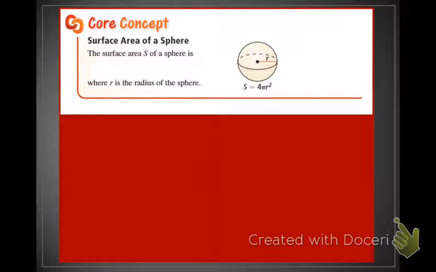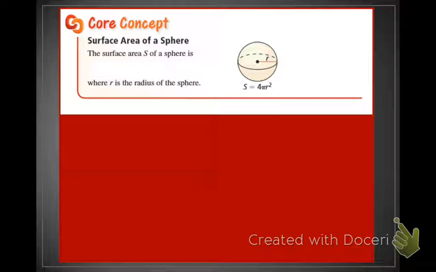Your first formula, surface area. You see that formula right in the middle of the page? You'll want to write that one down. Surface area equals 4 pi r squared. This is the second last formula you're going to learn in chapter 11.